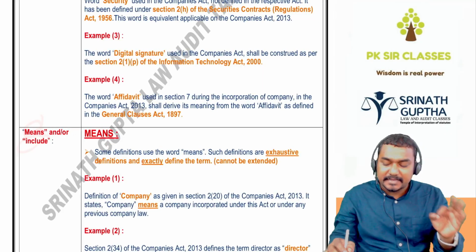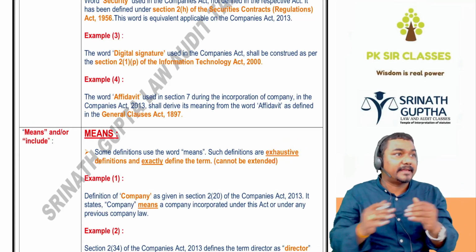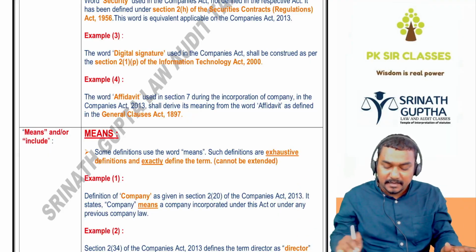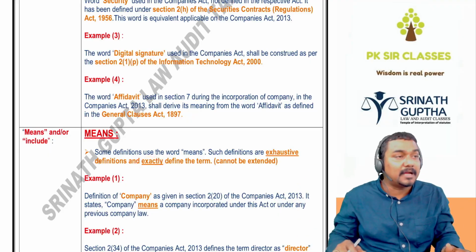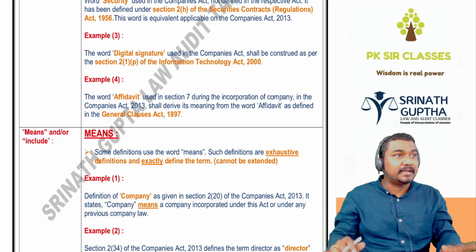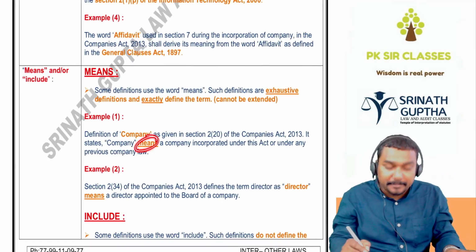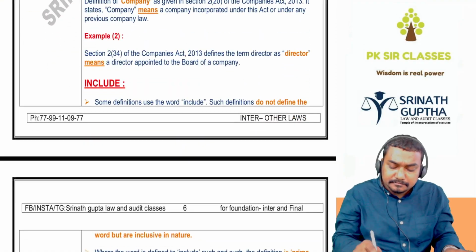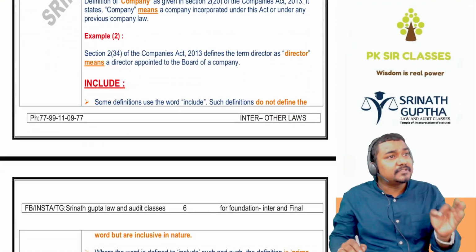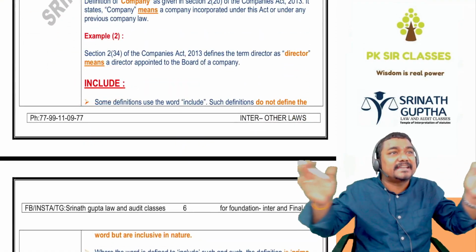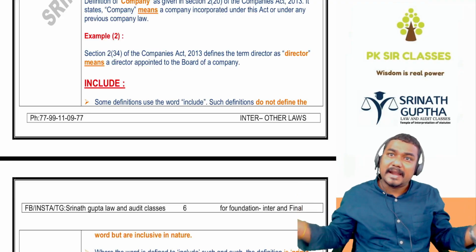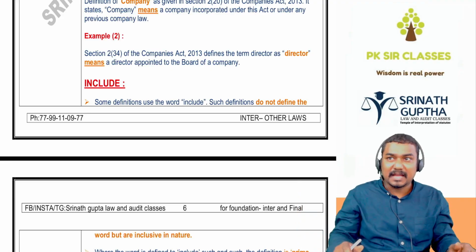Means is the exhaustive definition. It cannot be extended. It defines exactly. For example, company means a company registered under this Act or any of the previous company laws. So company means it cannot be extended. If a definition starts with the word includes, it is extended. You can add something else also which is not given in the Act.